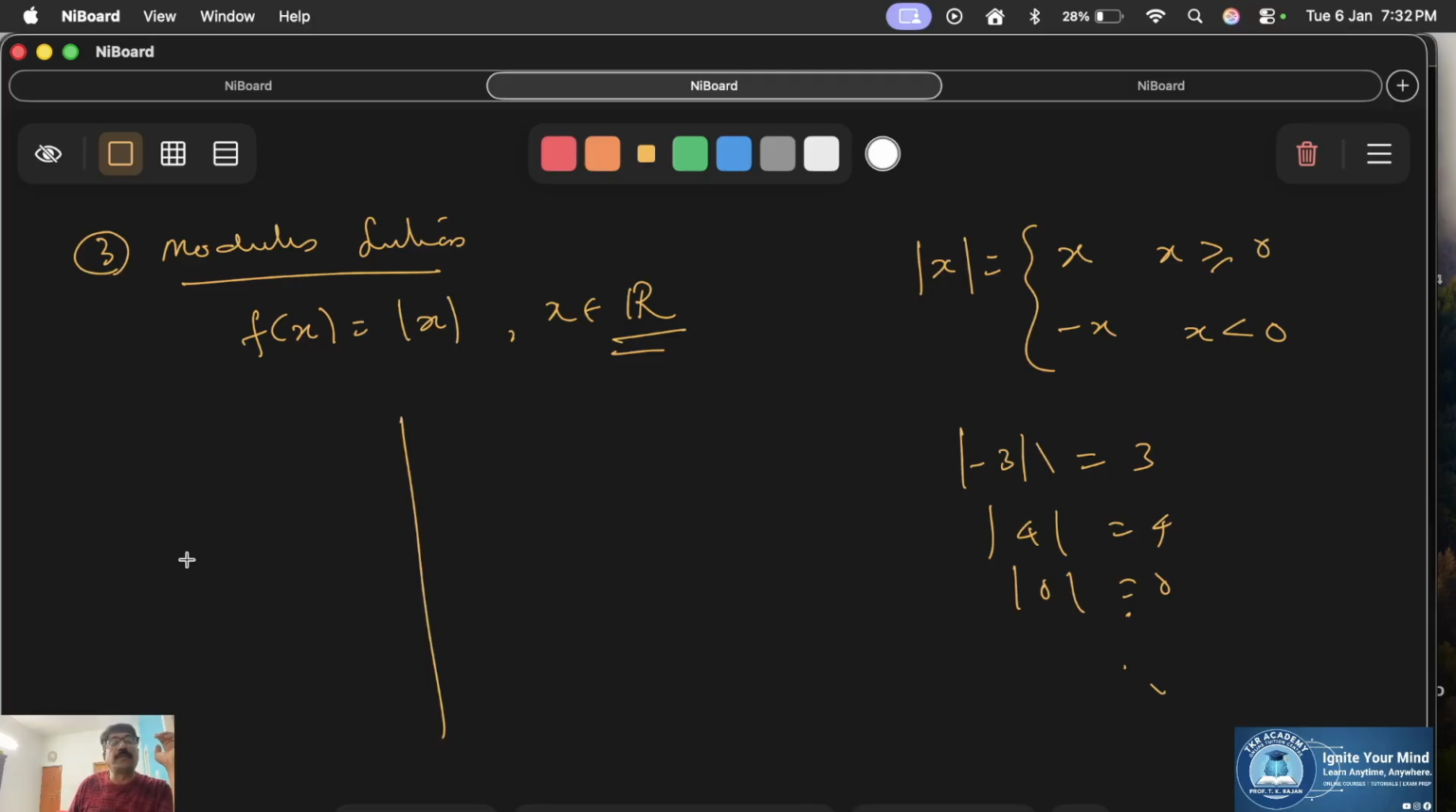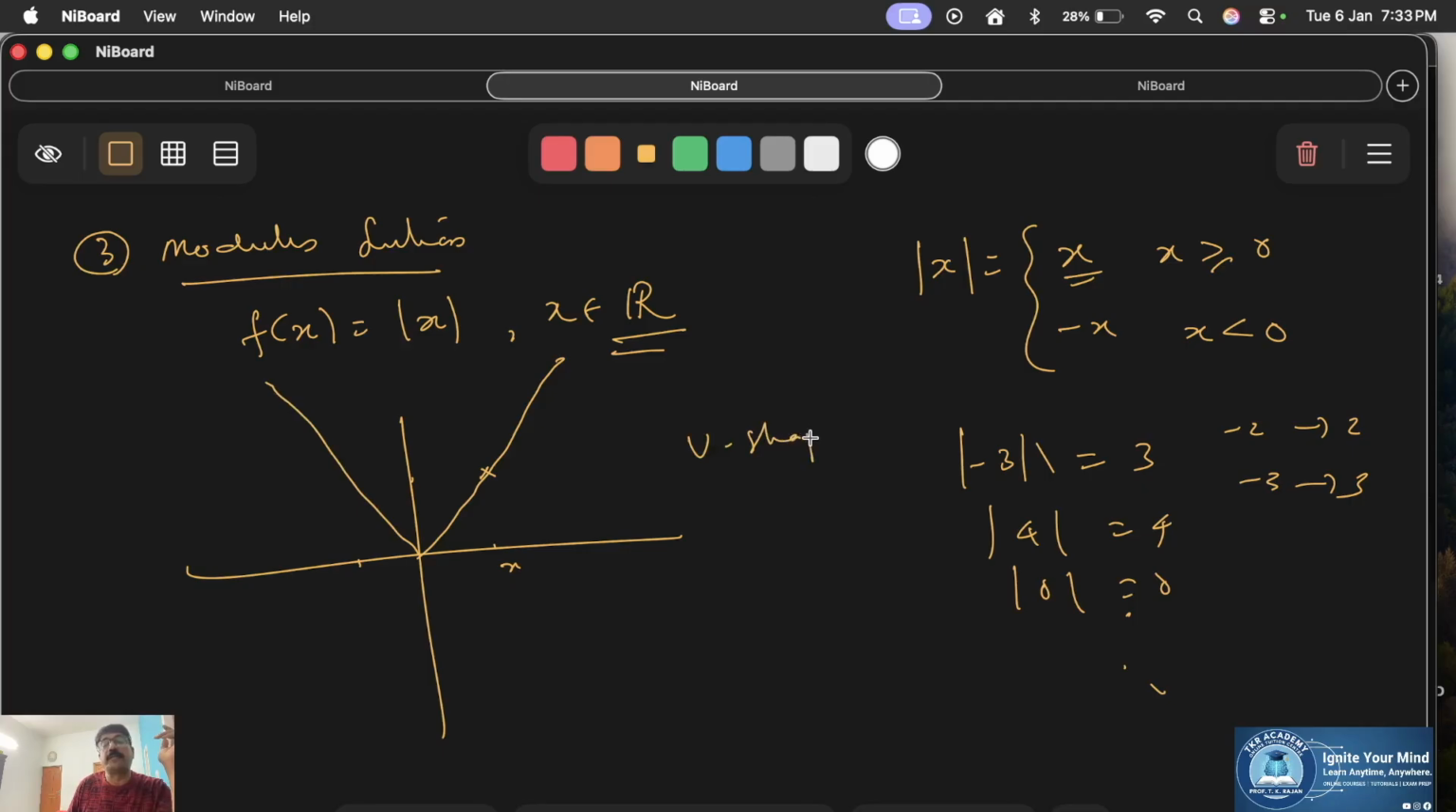When you draw the graph of the function, you can see that every image is non-negative. If you take x greater than or equal to 0, its image is itself. That means every x is taken to x itself. So the graph goes like this, because 1 has image 1, 2 has image 2. Whereas if x is negative, minus 2 has image 2, minus 3 has image 3. So if you take minus 2 here, its image is 2, minus 3 here. So the graph goes like this. It is a V-shaped curve.